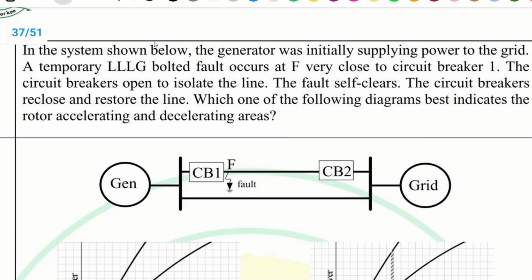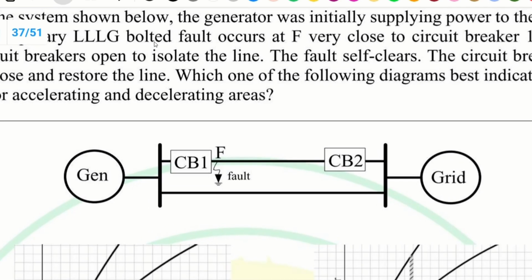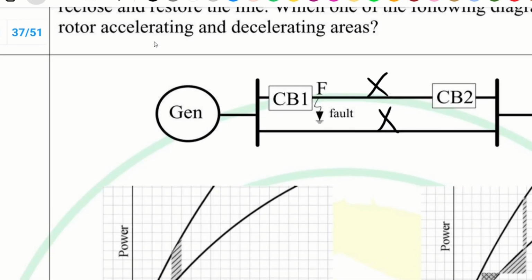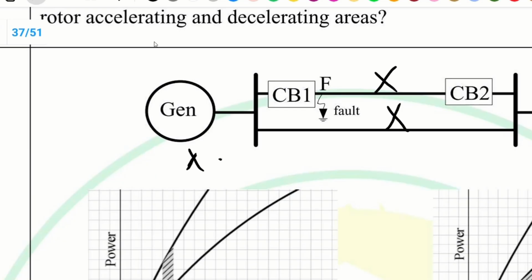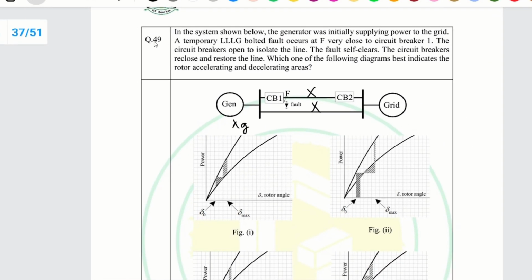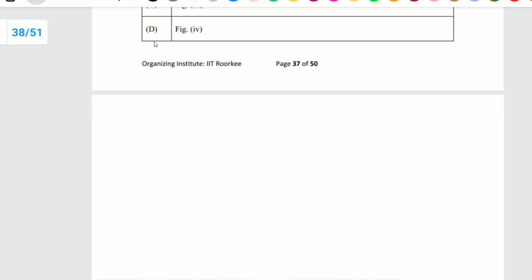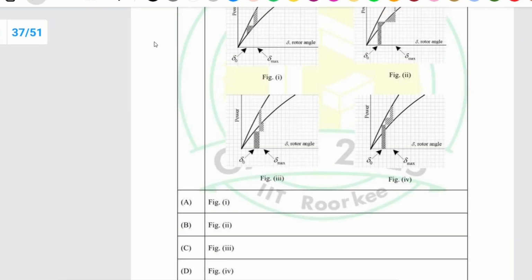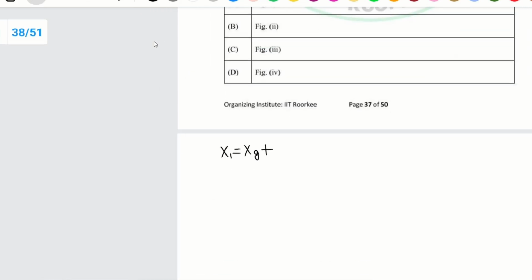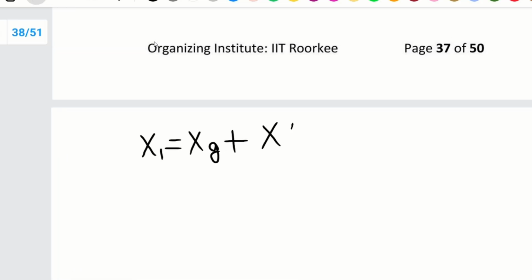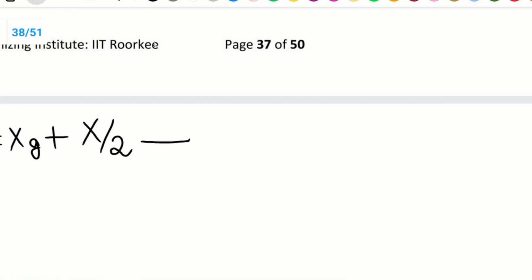So suppose the reactance of each line is X, and the generator reactance is Xg. Before the fault, the reactance will be Xg plus, as the lines are operating in parallel, X by 2. Okay. So the maximum power will be EV by X1.